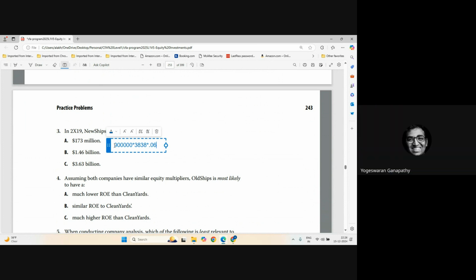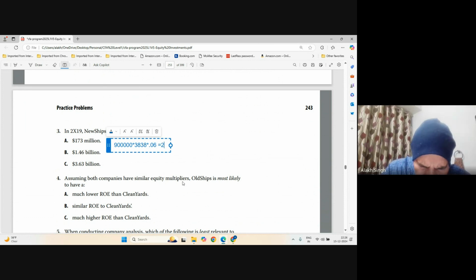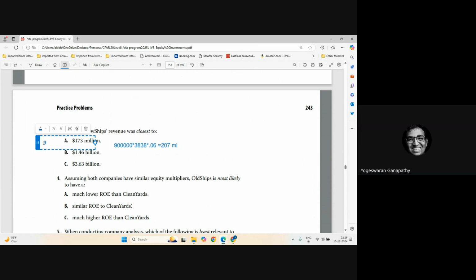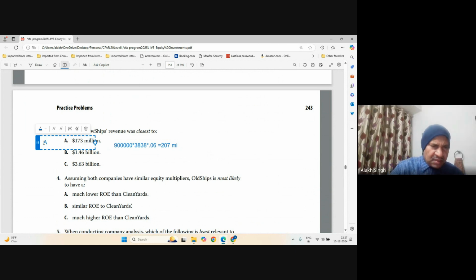It is equal to 207 million. So none is the answer? This cannot be. So it is in million, 207 million. So A will be the correct answer. All the others are in billions. So only A can be the correct answer.